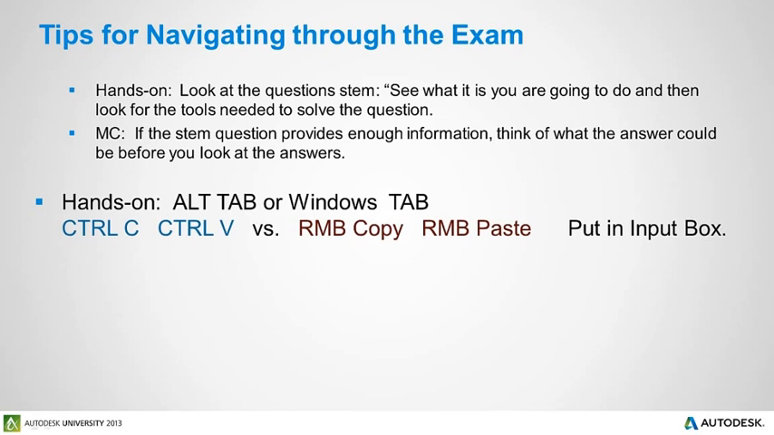For the hands-on portion, if you have AutoCAD up and running and you have the exam up and running, you're going to have to Alt-Tab back and forth, to see the exam, to see the test questions, to go to AutoCAD, to go back to the exam. So Alt-Tab on a one-screen system. But also you're going to need to pull out the answer from properties, from the command line, from wherever AutoCAD gives you the answer. So we're going to do a Control C, Control V, or right mouse button, right click, copy, right mouse button, paste into the input box. So in other words, from AutoCAD into the exam.